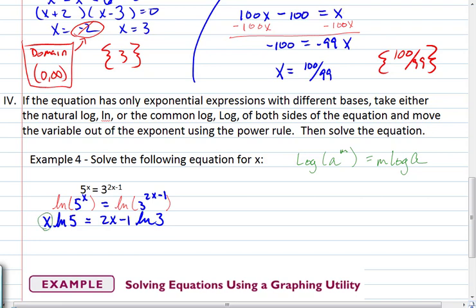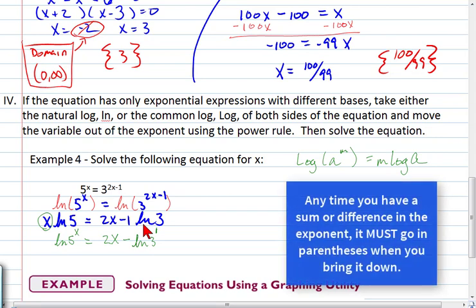This will go up into the exponent, giving me the natural log of 5 to the x. This is 2x minus the natural log of 3 raised to the first. Why wouldn't we move the whole thing up there? Because these are two different terms. Do you see the problem? You need to put it in parentheses so that we know that this whole thing is the exponent.